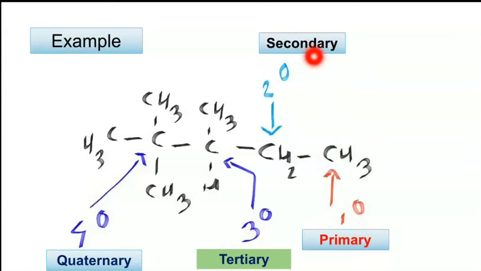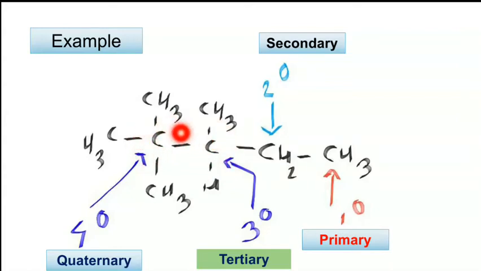Then the secondary carbon atom, which is directly attached or bound to two other carbon atoms. You can see this one is the central carbon, and this one and this one are the two carbons attached to this carbon, hence it will be the secondary carbon atom. Then the tertiary carbon atom, which is directly bound or attached to three other carbon atoms. You can see the structure: this one and this one, these are three carbons attached to this carbon, hence this will be the tertiary carbon atom.